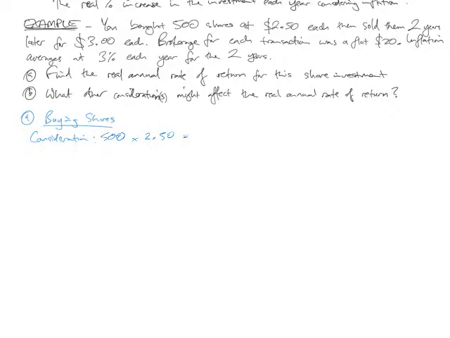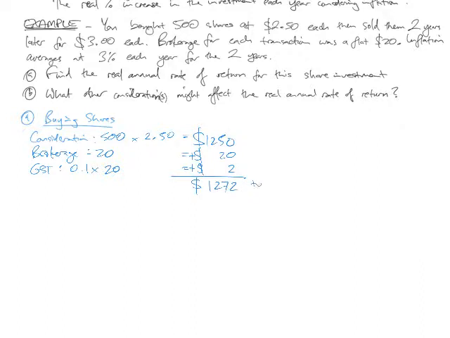500 times 2.5, so the consideration is $12.50 for buying them. Brokerage is a flat fee for this question, so it's $20. No calculation required there. And GST, 10% in Australia right now, so 0.1 times the service offered, which was $20 brokerage, so that's going to be $2. When you're buying shares, they're all added because that's the total cost. So buying the shares is going to be $1272. Total cost to buy. That's the first step that I've given above.